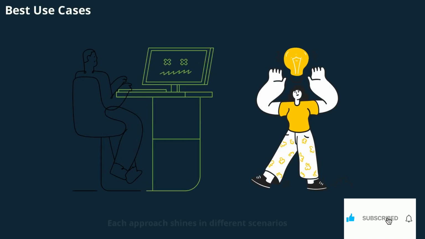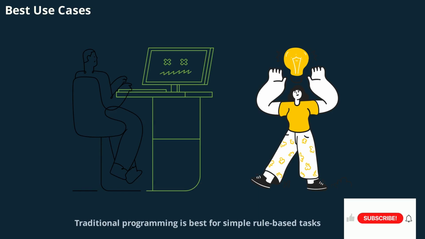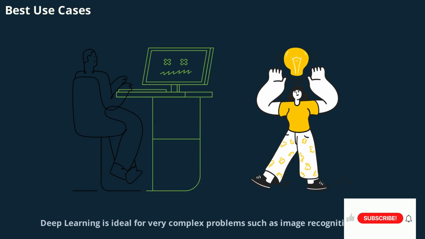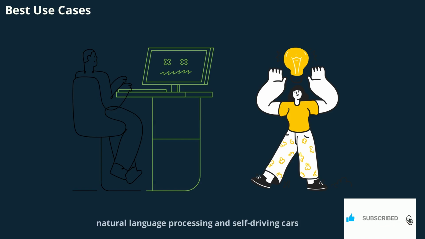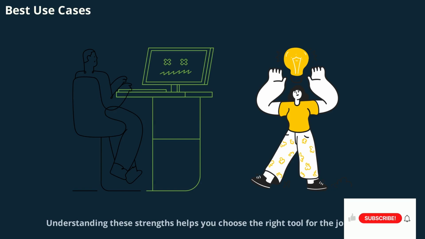Each approach shines in different scenarios. Traditional programming is best for simple, rule-based tasks. Machine learning excels at complex pattern recognition, like spam detection or movie recommendations. Deep learning is ideal for very complex problems, such as image recognition, natural language processing, and self-driving cars. Understanding these strengths helps you choose the right tool for the job.